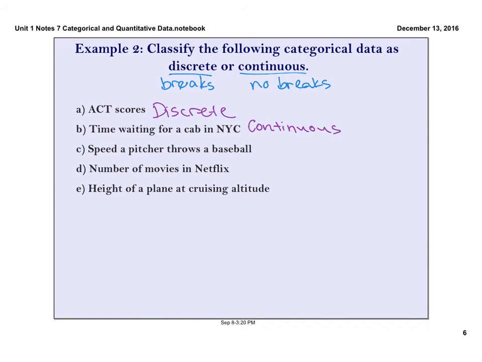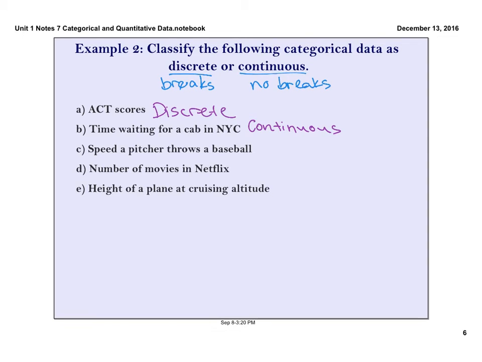Same with that speed that we talked about. Speed, a pitcher throws a baseball. If you've ever watched a baseball game on TV or even in the stadium, there's a little speedometer now that tells you how fast the ball was going: 98 miles an hour, 87 miles an hour, 102 miles per hour. It marks them in whole miles per hour, just like our car marks our speed in whole miles per hour.